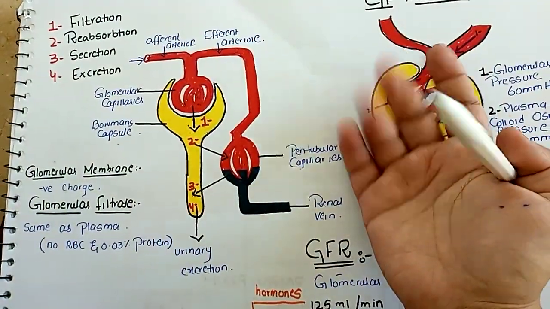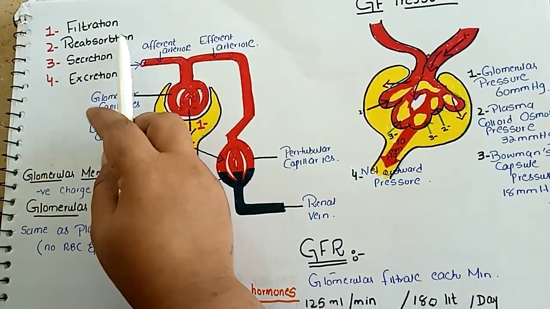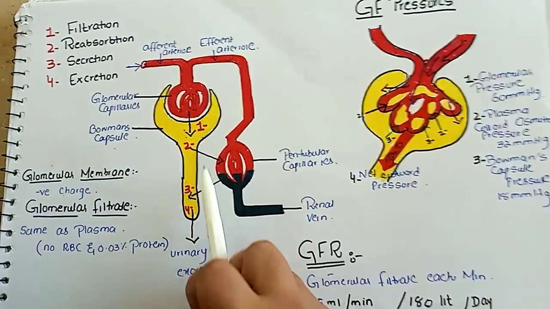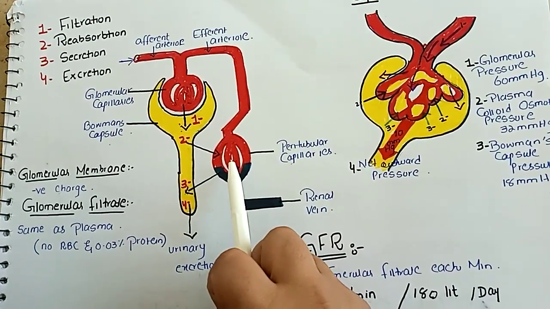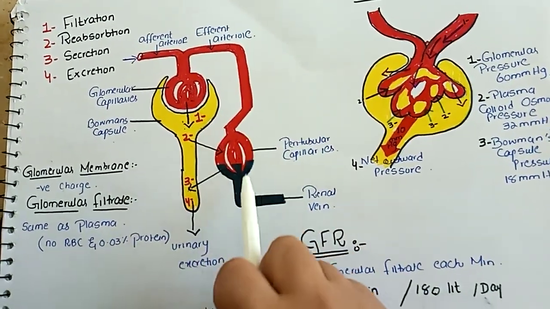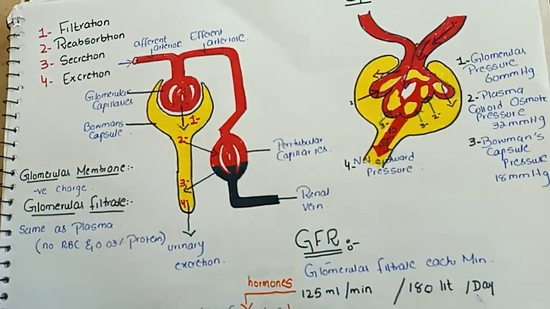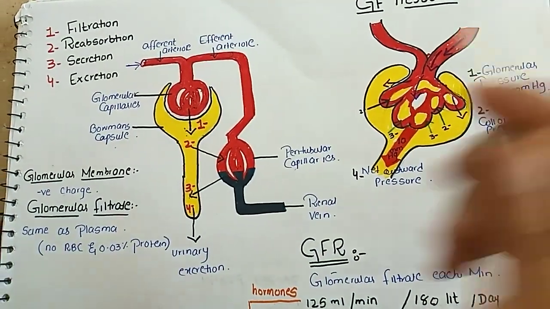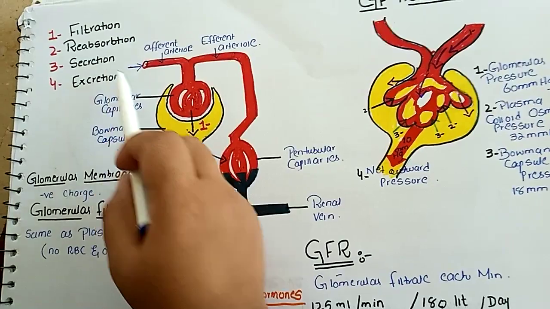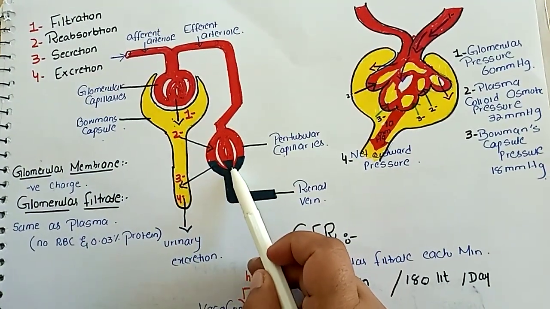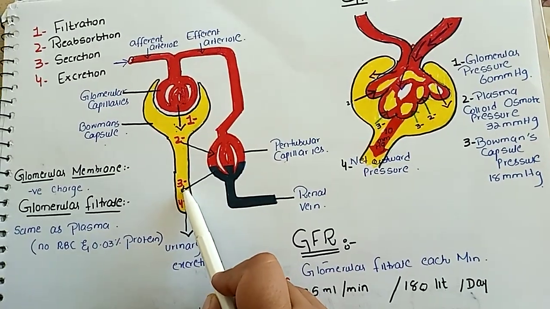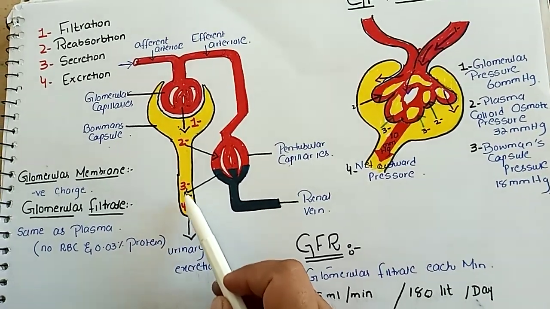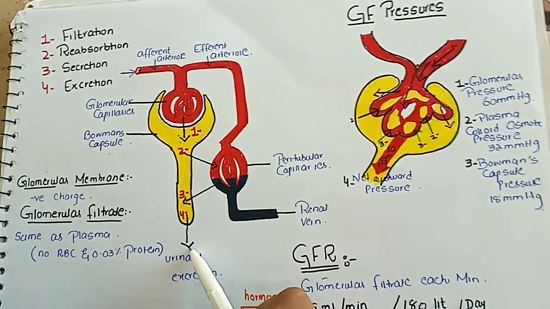The second step is reabsorption, which occurs in the peritubular capillaries due to the low pressure within the peritubular capillaries, and here selective reabsorption of the useful substances will occur. The third one is secretion, which is the transfer of unwanted substances from peritubular capillaries to the tubule lumen, and then from here the excretion of urine will occur.